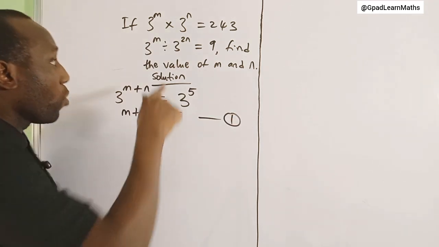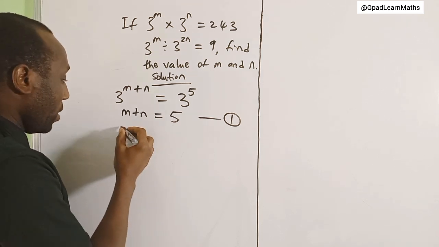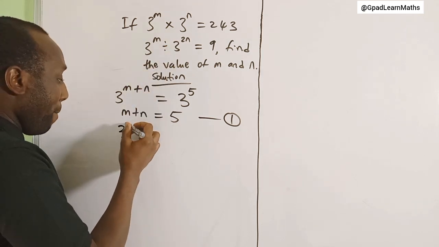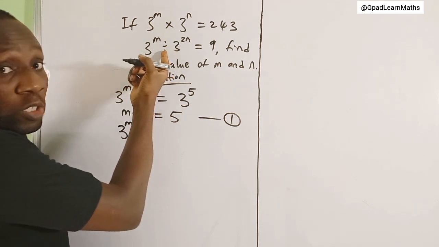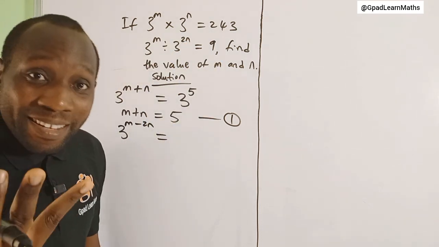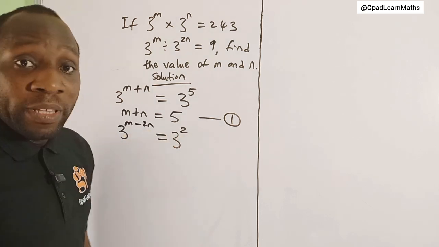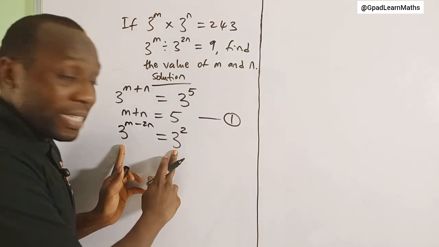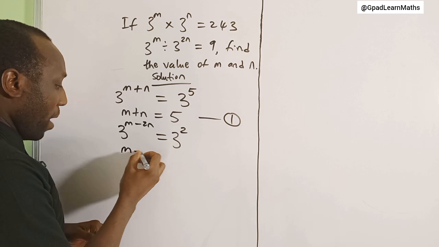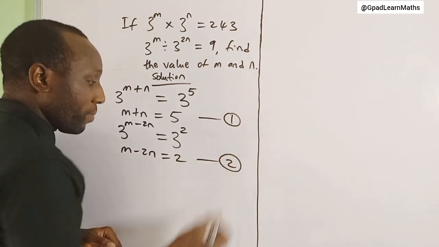Let's go to the second equation. Like I told you in one of the laws of indices, that will be 3 raised to the power of m minus 2n, because of the division, which is equal to 9, which is 3 raised to the power of 2. Again, I'm going to equate the exponents because the bases are the same. So m minus 2n is equal to 2. Let's call this equation 2.